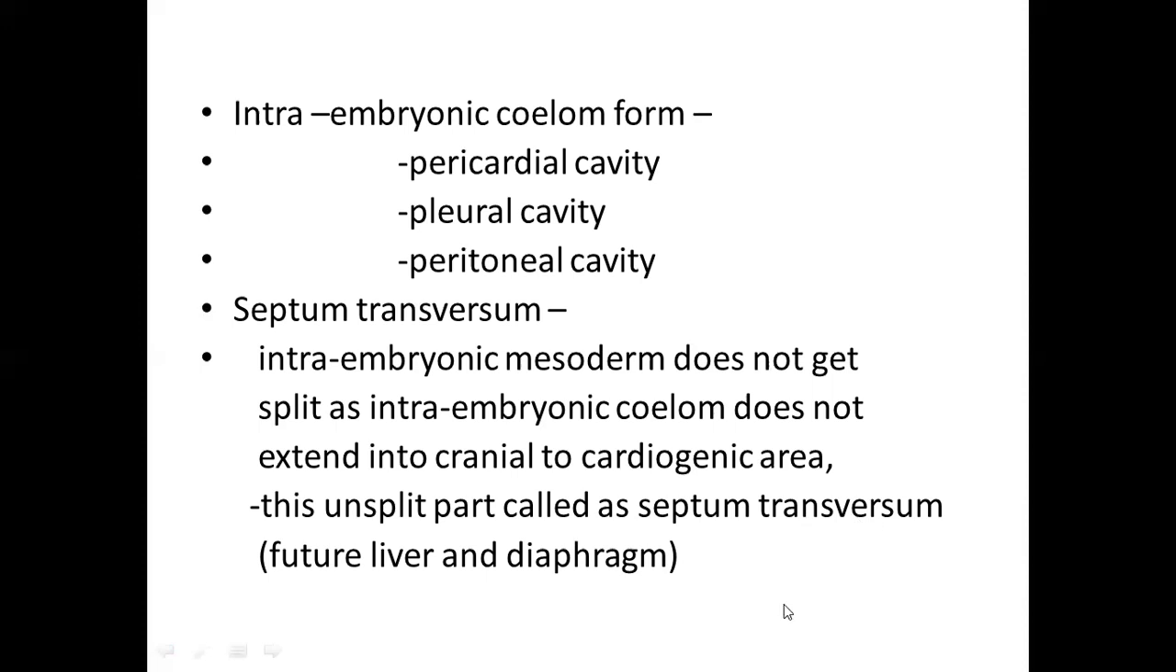Embryologically, septum transversum is nothing but the unsplit part, meaning that the intraembryonic coelom is not entering into that intraembryonic mesoderm. So we call it the unsplit part. It is not splitting due to that coelom. So this unsplit part is called the septum transversum. And it is primarily placed in the cranial region, later on due to the head fold it comes downward and is involved in the formation of the future liver and diaphragm of the developing baby.